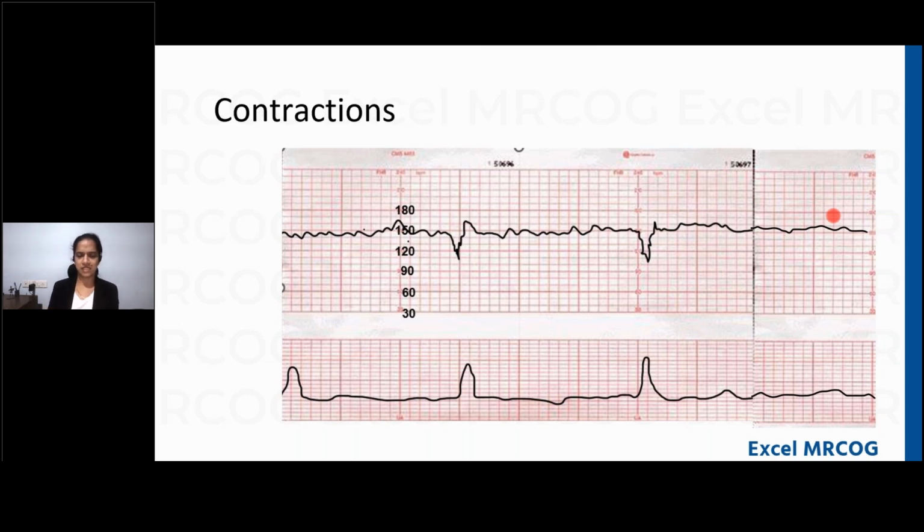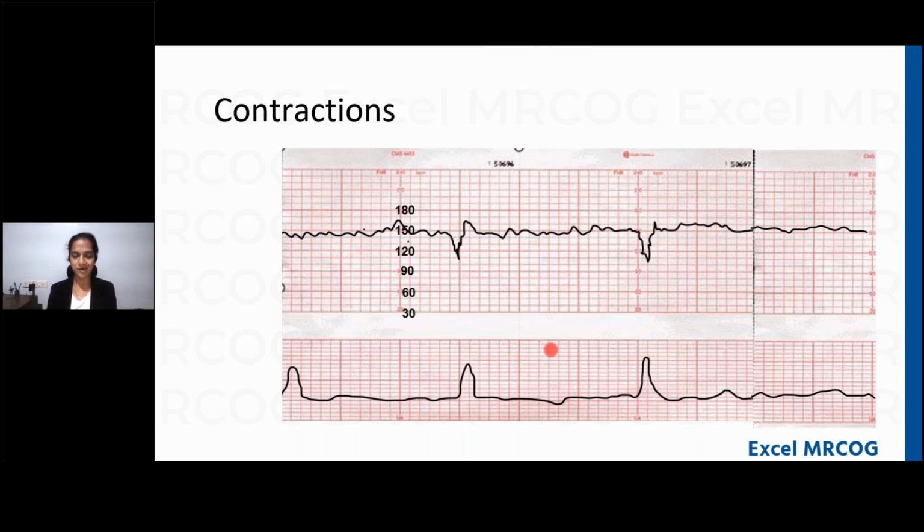But this CTG tracing shows you the components of CTG. So in the 10-minute time period, how many contractions can you see here? That is what you need to check. You can see around 3 contractions. So that is what you need to check when you check contractions.